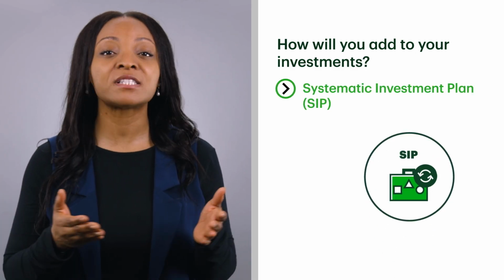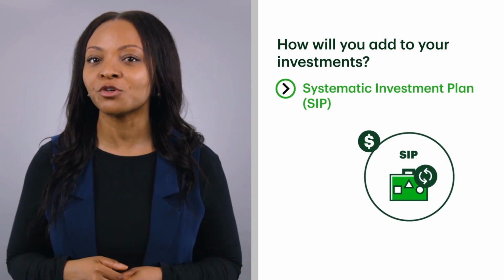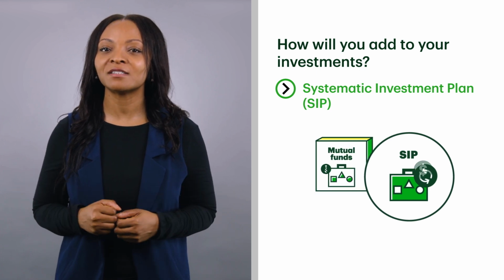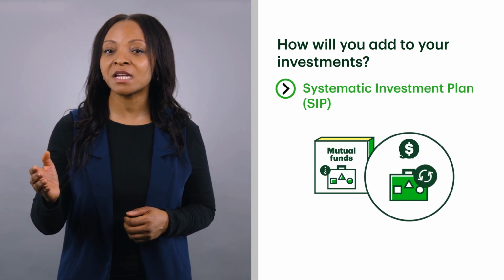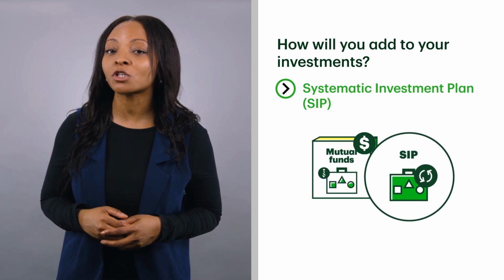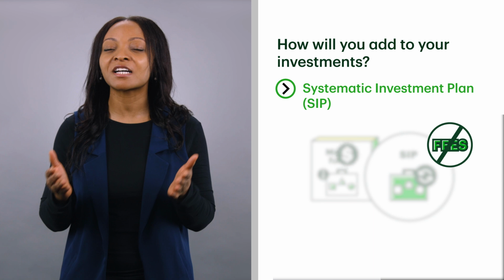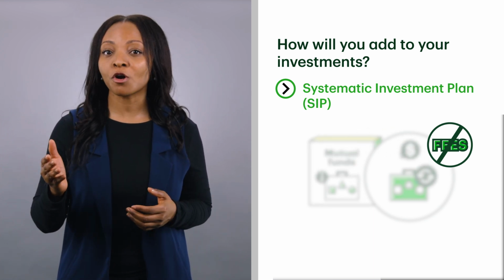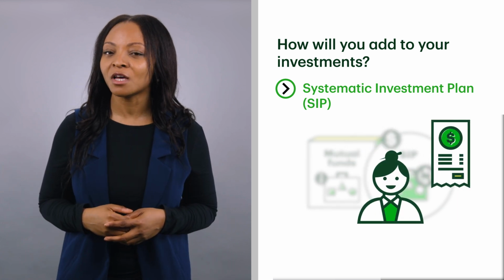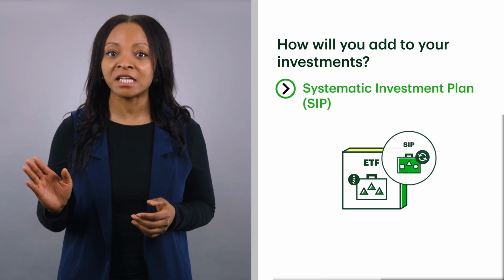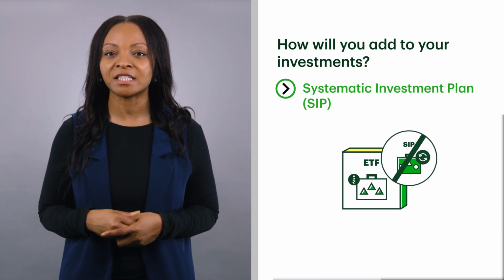How will you add to your investments? A systematic investment plan, or SIP for short, is an automated way to buy units of a mutual fund on a periodic basis. SIP is available for most mutual funds. However, the fund may have investment minimums that you would need to adhere to. Typically, mutual fund companies don't charge a transaction fee, which can make SIPs a convenient and economical way to automate investing. However, your broker may charge their own commission or transaction fee, so be sure to check with them. Note: a SIP is not available for an ETF, and investments must be made manually.